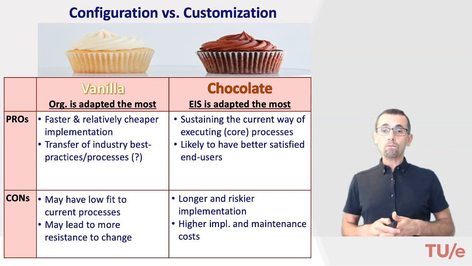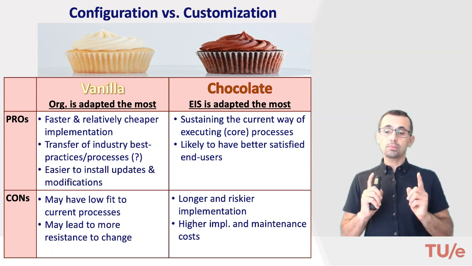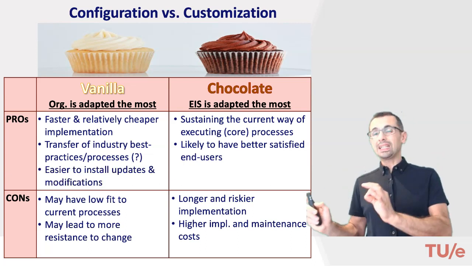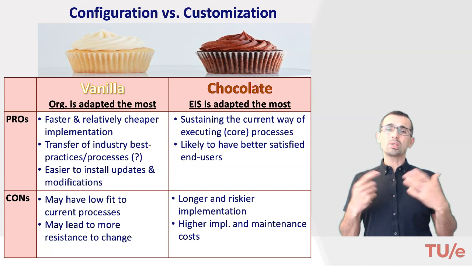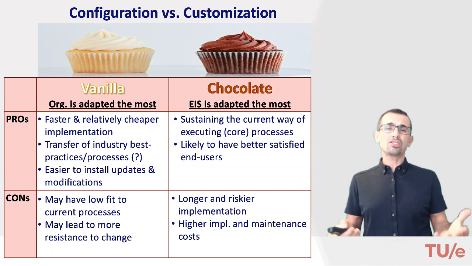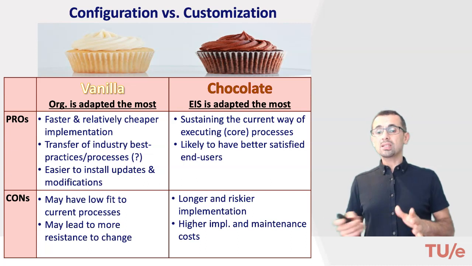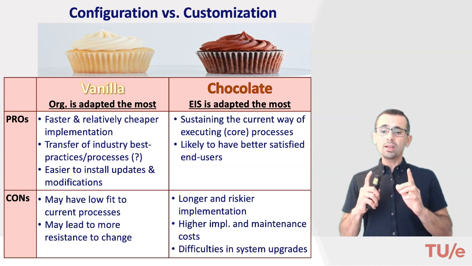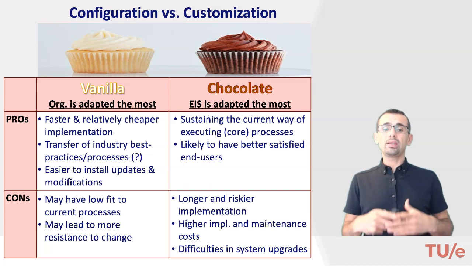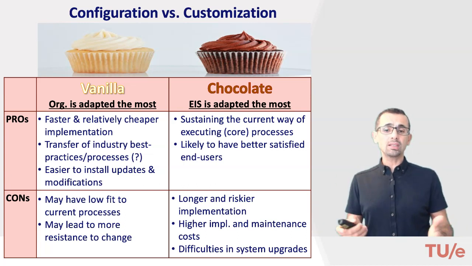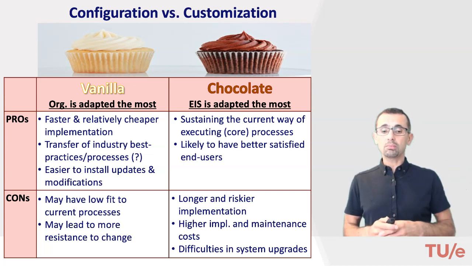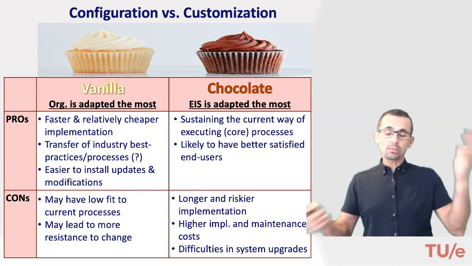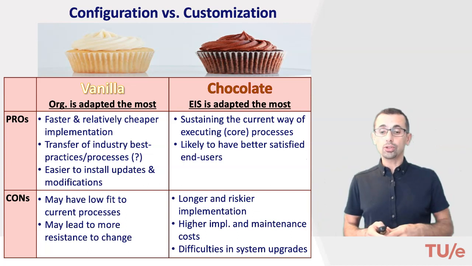Finally, the implications for the maintenance of such systems. That's also very important. Now, in vanilla, it's easier for a vendor to install new upgrades or do some modifications, install some patches to get rid of some bugs, but that's not the case for the chocolate. There might be issues, particularly when the vendor does a complete new upgrade or issues some patches that get rid of some bugs or improve system stability or fix some security issues.